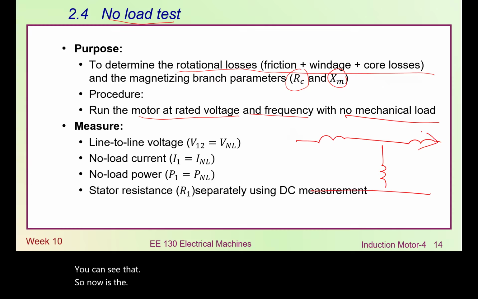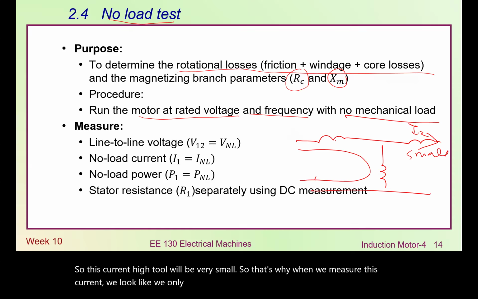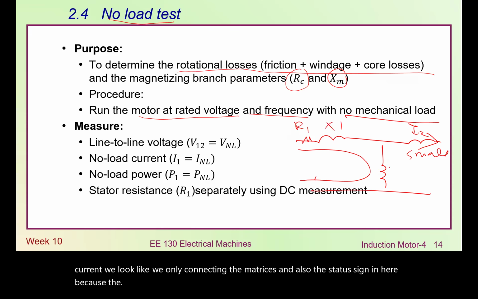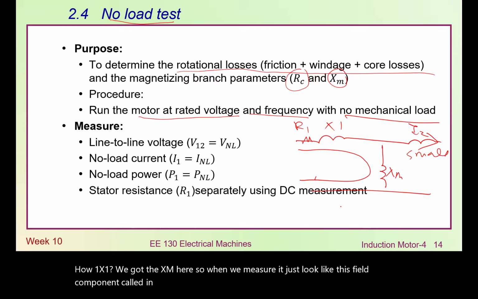So this current, I2, will be really, really small. That's why when we measure this current, it looks like we are only connecting the magnetizing branch and the stator side. In here, we have R1, X1, and XM. So when we measure, it just looks like these few components connected in series. Then we are able to conduct the calculation of measurement to find out what they are.